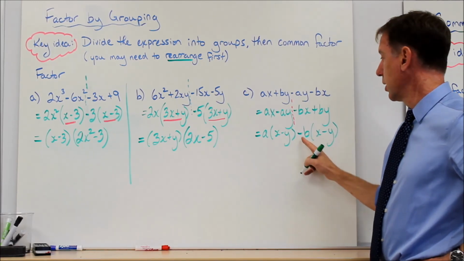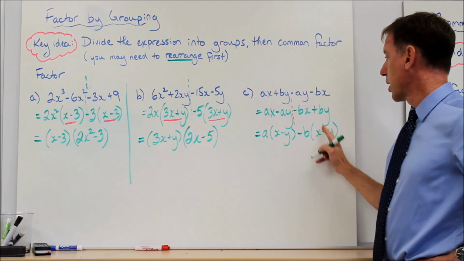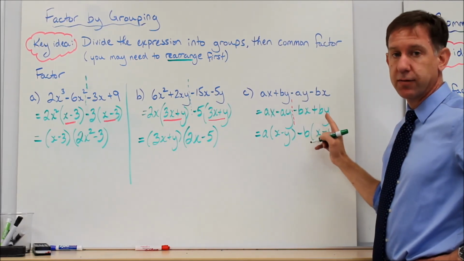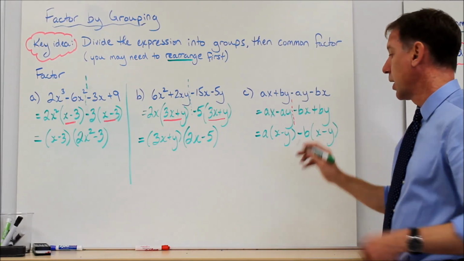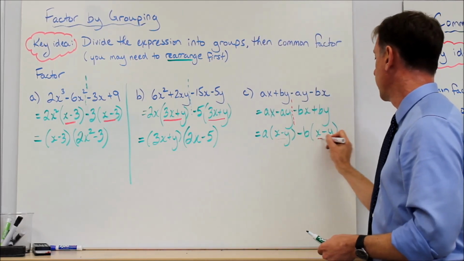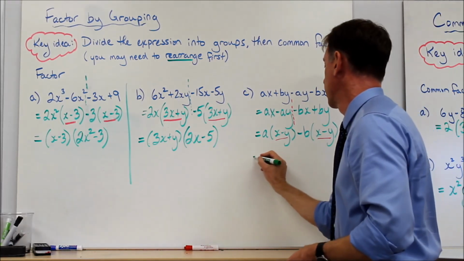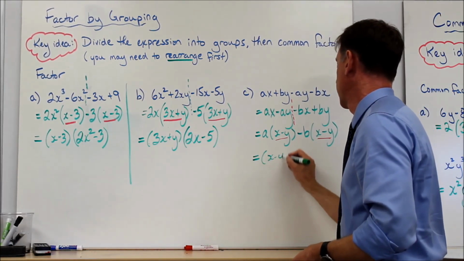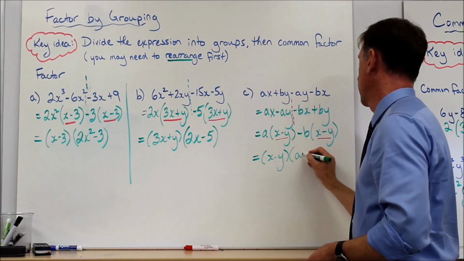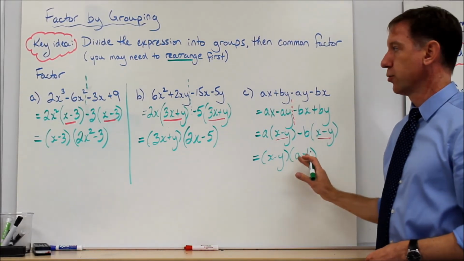Check if you'd like to. Minus b times x is negative bx. Minus b times minus y is positive by. So it definitely needs to be divided out. And finally, we have that matching bracket. It can be divided out as a common factor. So divide that out. And we've now finished factor by grouping for this third one.